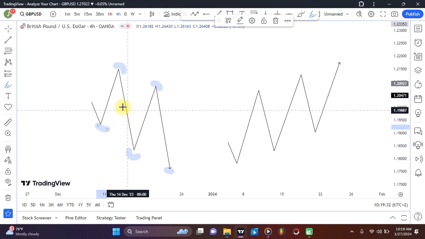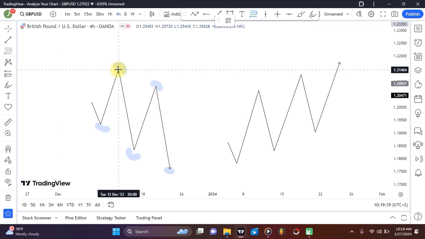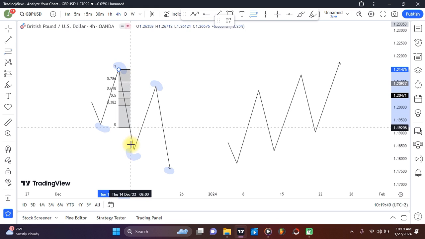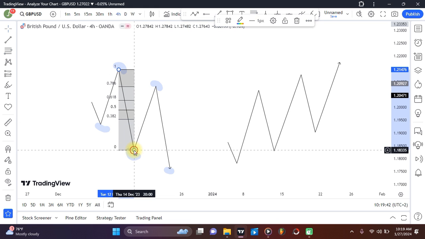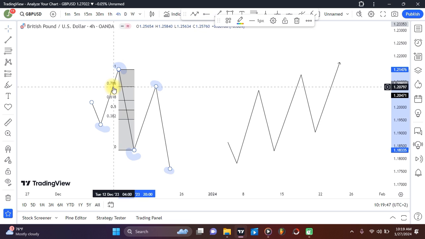Now to draw your golden ratios on a downward trend, you take the Fibonacci retracement tool. You start from the high all the way to the low of the range. Now as you can see, we have the 78.6%, we have the 61.8%, we have the 50%, and we have the 38.2%. Now these are the golden ratios.